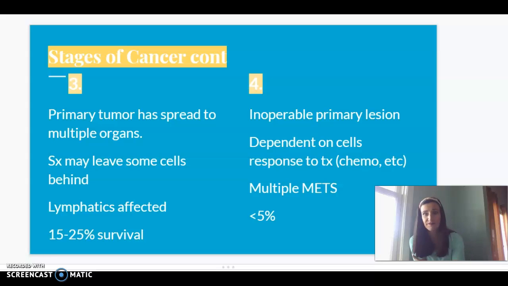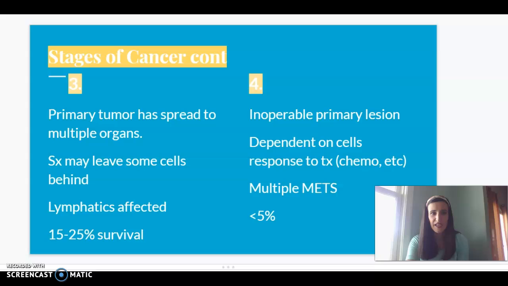Inoperable primary lesion. So, this is where you're going to start getting your terminal diagnosis. Dependent on the cell's response to treatment. So a lot of times they might still do chemo, radiation, but the cells may or may not be responding to those treatments. And this is when you're going to have your multiple METs. I mean, you can just have METs in about any organ in any body system that you have. So it's pretty hard. Okay. And so less than 5% survival there.